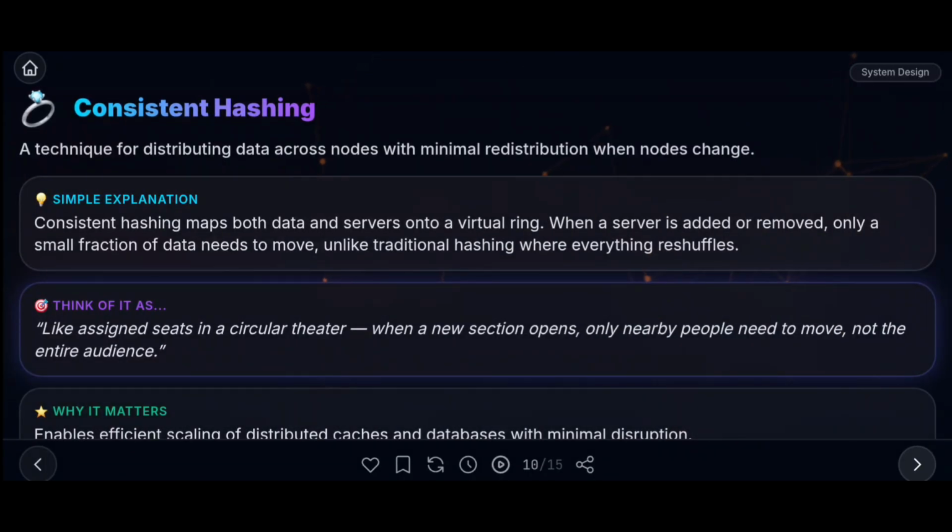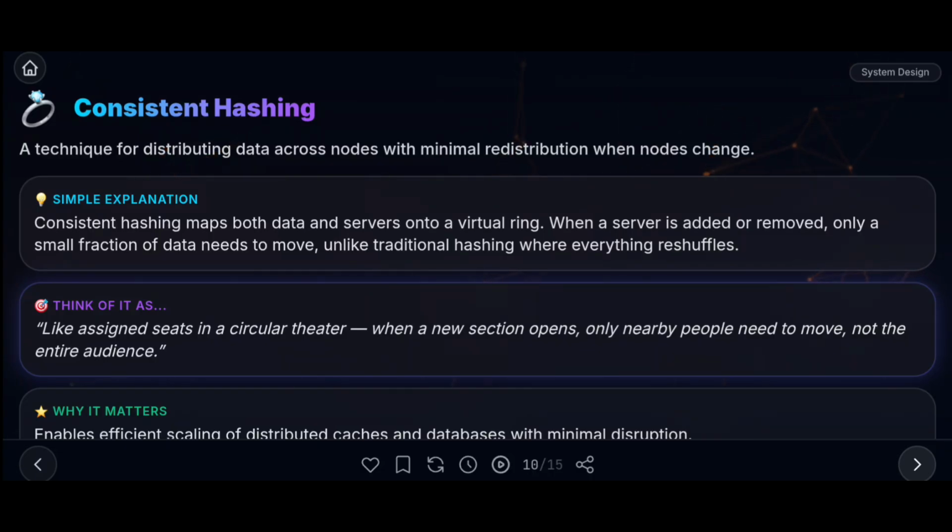Our next concept, consistent hashing. This is the 10th term in our system design concepts. What is consistent hashing? A technique for distributing data across nodes with minimal redistribution when nodes change. Simply, consistent hashing maps both data and servers onto a virtual ring.